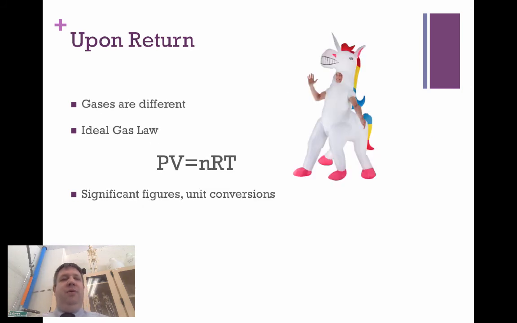When you get back, we will get back to working with gases. Remember, we defined ideal gases, and we said that there is really no such thing as a perfectly ideal gas. Under normal conditions, however, most gases are approximately ideal. They're close enough to ideal for us to use the ideal gas law, PV equals nRT. So the relationship of pressure, volume, number of moles, and temperature through the ideal gas constant R.